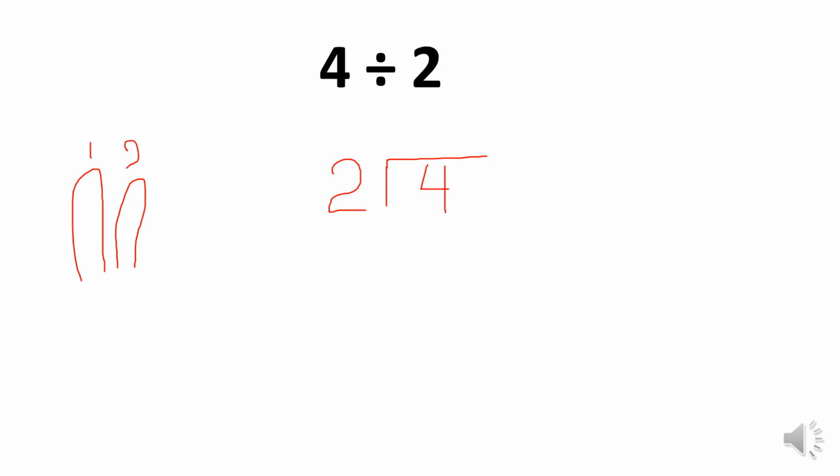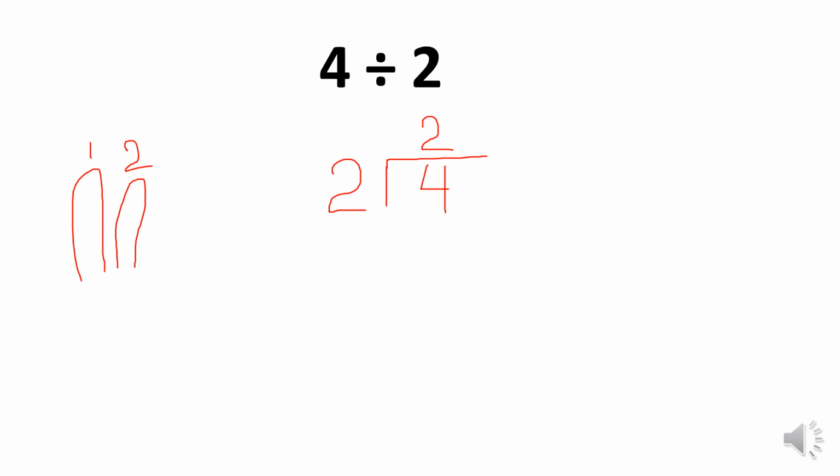Our first number, we have 4 divided by 2. We are going to do long division, so we're going to write our divisor first. 2 into 4. How many times could 2 go into 4? We can count in twos until we get to 4 using our fingers. 2, 4. How many fingers do we have up? 2. 2 comes on top here.